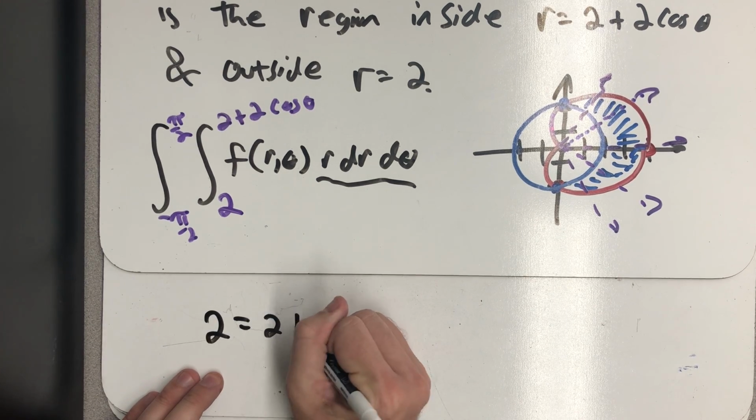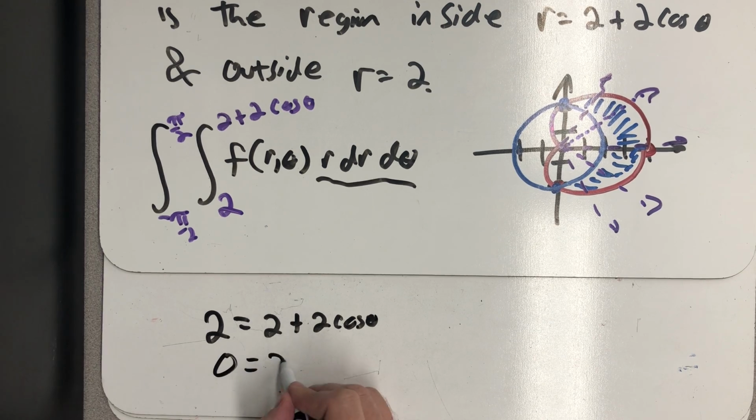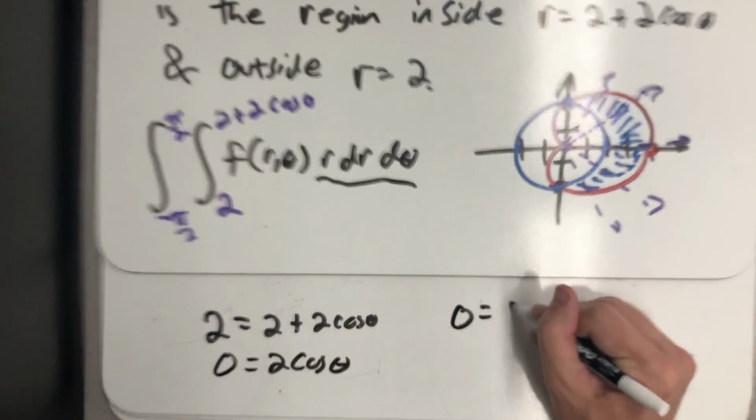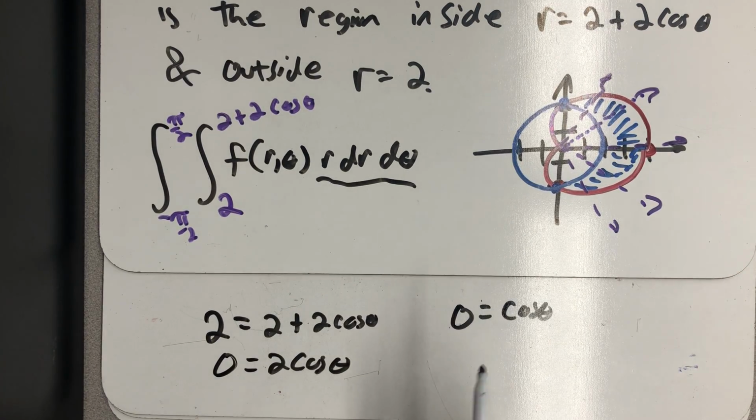2 equals 2 plus 2 cosine theta. I'm looking for places where 2 cosine theta divided by 2 is equal to 0, so 0 equals cosine theta, and that happens at minus pi halves and positive pi halves. And I want to be careful.